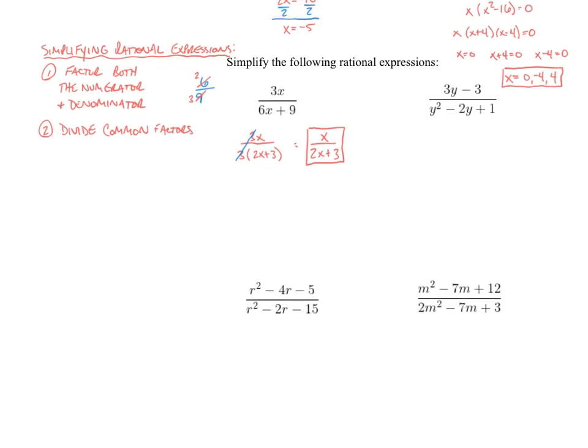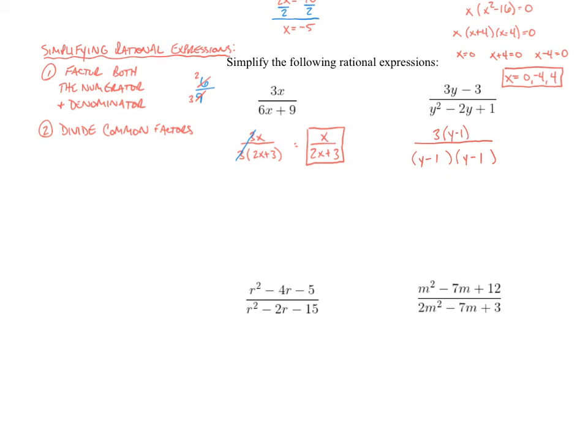All right, so let's go ahead and start this second example together, and then I'll ask you to finish it on your own. So over here we have 3y minus 3 divided by y squared minus 2y plus 1. So what I'm going to do is factor the numerator using the GCF method. And then I'm going to factor the denominator using the AC method. So I'm looking for two numbers that multiply to +1 and add to -2. So -1 and -1. All right, now I'm going to pause the video and I'm going to ask you to submit your simplified expression.